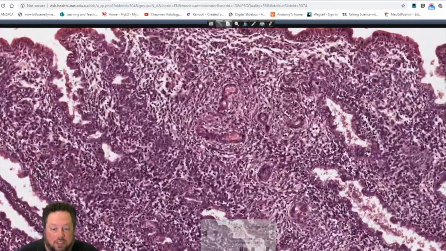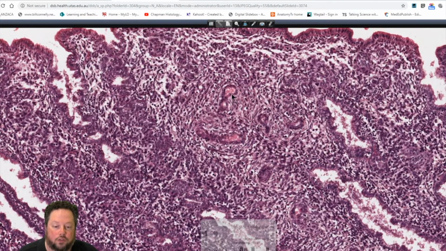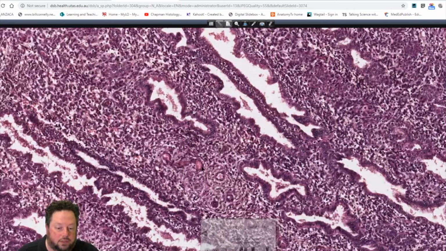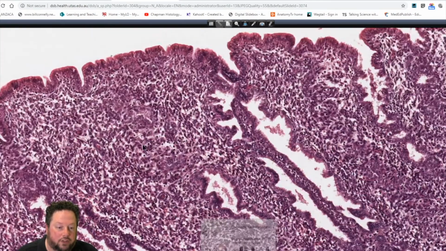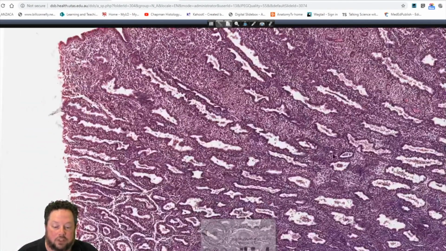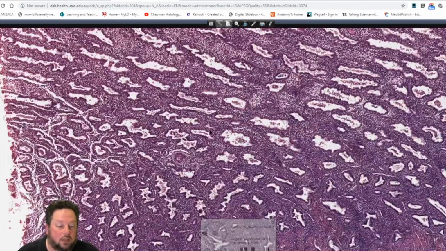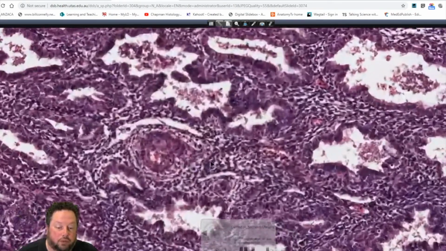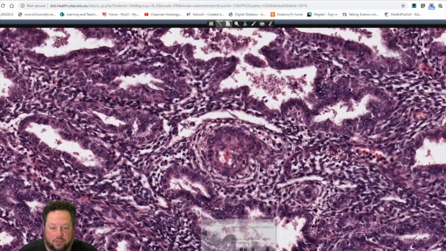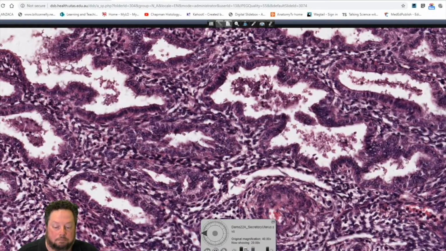We can see some of these spiral arterioles out here as well, cut in multiple profiles here. They're making their way to the surface and ready to begin to form part of the maternal component of the placenta. So again, we've got some of these blood vessels here.